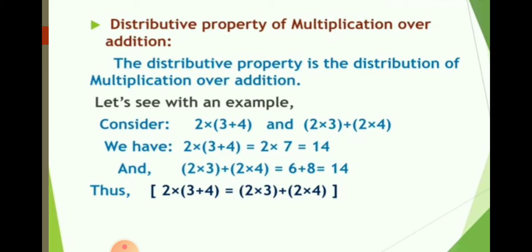Now the second case, 2 into 3 plus 2 into 4. First you will multiply the numbers, 2 into 3 that is 6 and 2 into 4 that is 8, and now you will add 6 plus 8 that is 14. So can you see that if we are simply solving the question, we get our answer as 14, and if we use the distributive property of multiplication over addition in the second case, then also our answer is 14.